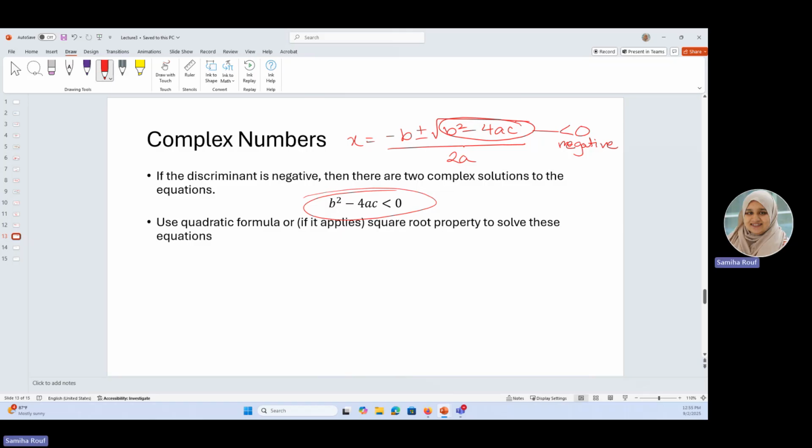So in cases where your discriminant is negative, generally the quadratic formula is your best way to solve those equations. In some cases, the square root property might be possible.